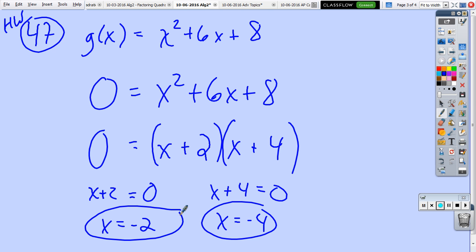So if you have time and you want to check, negative 2 squared, 4, plus negative 12 is negative 8, negative 8 plus 8 is 0, so you know it's correct. And then here we have x equals negative 4, plug that in. 16 plus negative 24 is negative 8, negative 8 plus 8 is 0, so they both make the function equal to 0. So that's what they mean when they say find the zeros of the function.